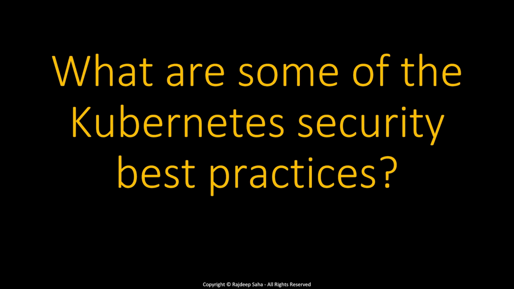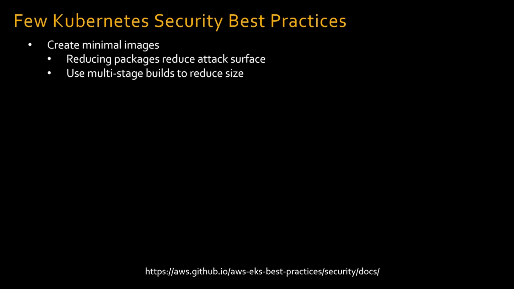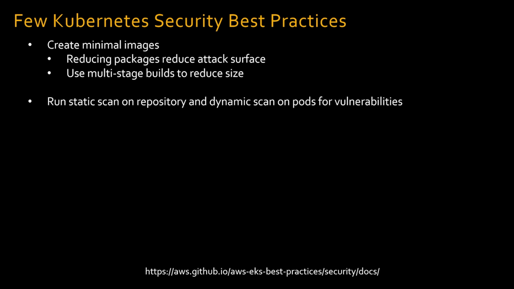Next question, what are some of the Kubernetes security best practices? So one best practice is to create minimal images. As you reduce the image size by removing unnecessary packages, you also reduce the attack surface, and you achieve that using multi-stage builds. You should run a static scan on the repository and a dynamic scan on pods for vulnerabilities.